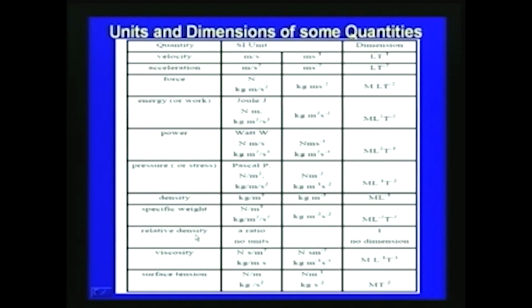And then next one is relative density. Relative density is a ratio, so there is no dimension. And then viscosity. It is generally the dynamic coefficient of viscosity, Newton second per meter square or kilogram per meter second, so kg m to the power minus 1 s to the power minus 1. So the dimension is m L to the power minus 1 T to the power minus 1. Surface tension is Newton per meter or kilogram per second square, so it is m T to the power minus 2. So these are some of the generally used quantities in fluid mechanics and the corresponding units and dimensions.